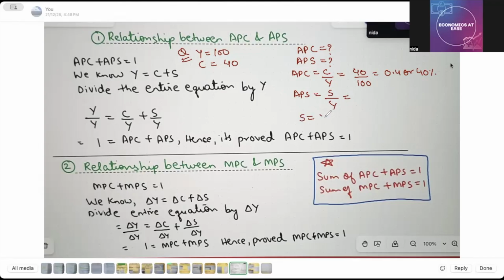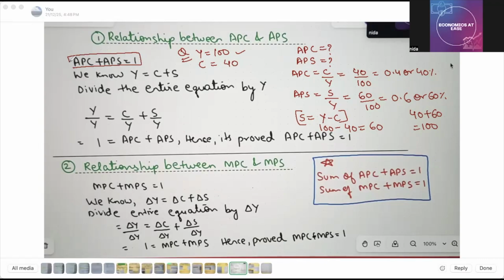And similarly, how are you going to find out saving? Saving we can find out as income minus consumption. What was the income? Income was 100 and I consumed 40. So out of 100, if I consumed 40, what is left? That is 60. So 60 is going to be the saving. So that is the formula for saving. Saving is 60 and income is 100, so this can be 0.6 or 60%. Now if I combine 40 plus 60, you will get 100. Similarly here, APC plus APS is equal to 1.